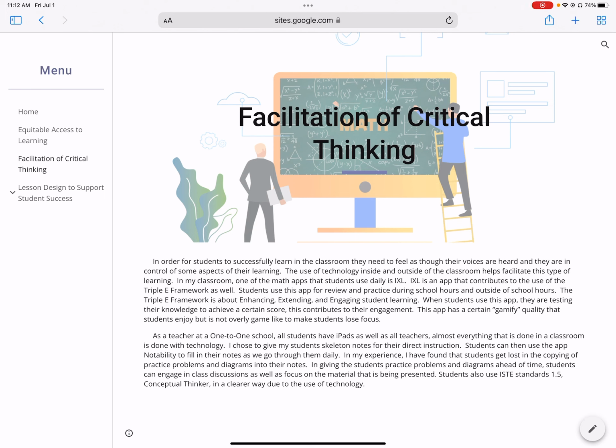Facilitating through the Triple E framework. The Triple E framework in general is about enhancing, extending, and engaging student learning. I use the app called iExcel, which is a math practice app. They have the opportunity to go through any and all topics that they need help with, whether it be fundamentals. So if a student is understanding the algebra or the big picture idea, but they're getting stuck in, I don't know, simplifying fractions or something like that, they can then go into iExcel and do some extra practice.